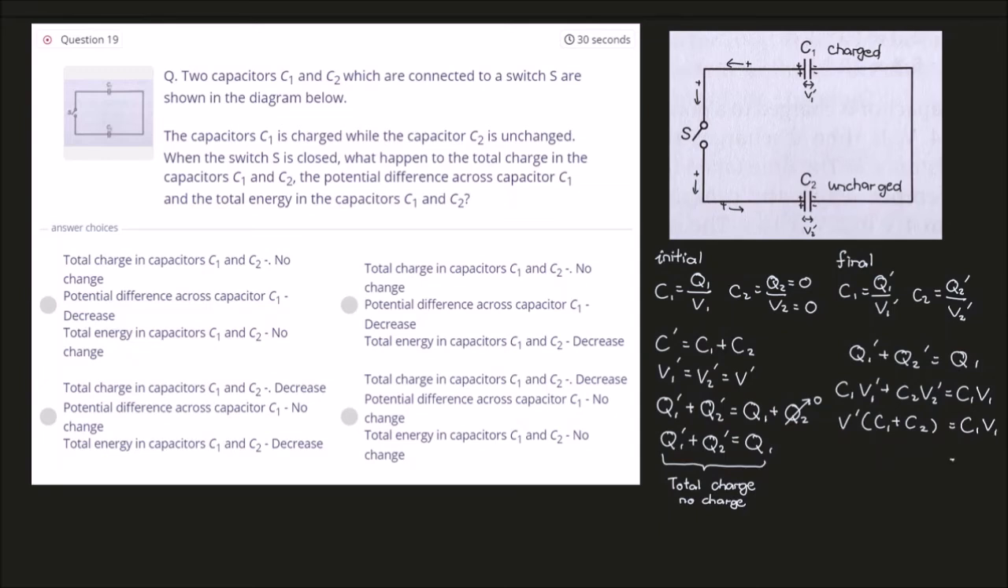Okay, so now we can build a relation between the initial potential difference and the final potential difference. The final potential difference, which is V prime, is just equal to C1 divided by C1 plus C2 times V1. We know that this coefficient, C1 divided by C1 plus C2, should be smaller than 1. It's something like a potential divider concept. So it's smaller than 1.